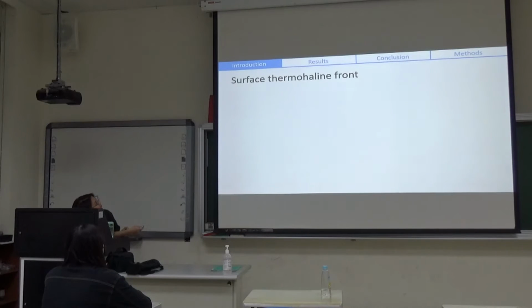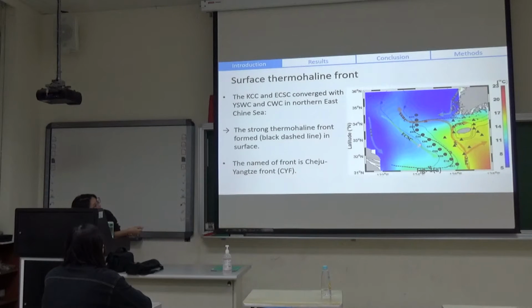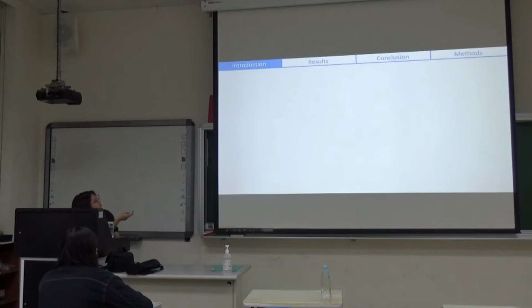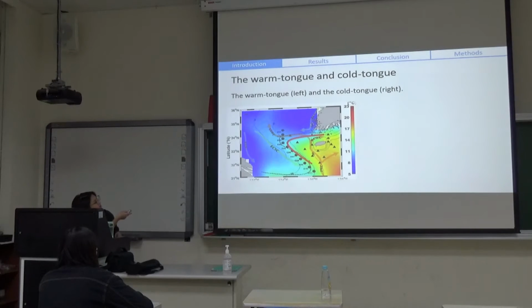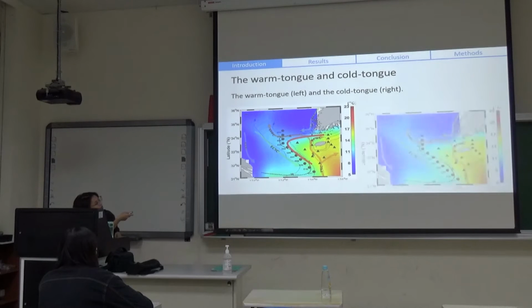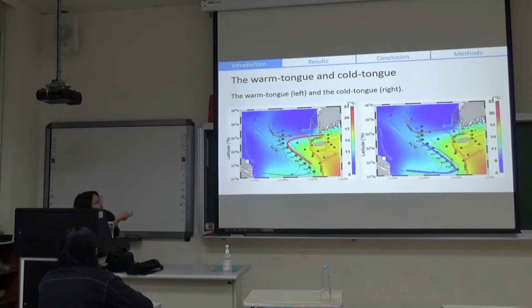So the East China Sea Current and the Korea Coastal Current will converge with the YSWC and CWC in the northern East China Sea to form a strong surface thermohaline front, as the red dashed line shows. The name of this front is the Jeju-Yangtze Front, named JYF. And the JYF can be divided into the northern warm tongue, like the red line, and the southern cold tongue, as on the right.